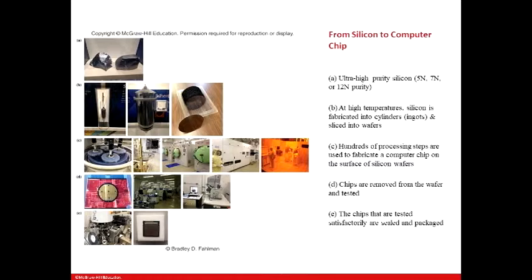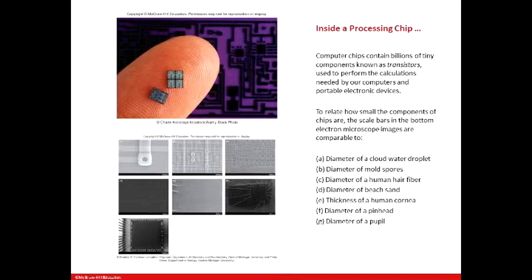So here you have it inside a processing chip. Computer chips contain billions of tiny components known as transistors. These transistors are very important because this is how we're able to get the signals and get the information transferred to us. So we have these transistors used to perform calculations needed by our computers and portable electronic devices. And so essentially, at one point, your calculator, actually not your calculator, but your cell phone, probably would have taken a large building to get the number of calculations you can do in your cell phone.